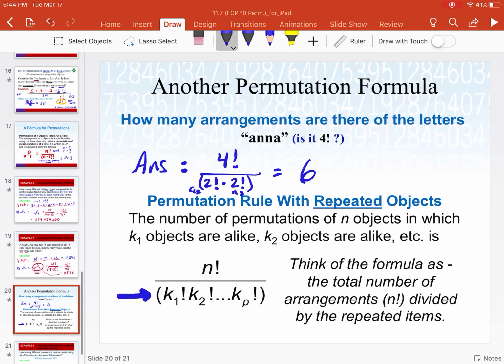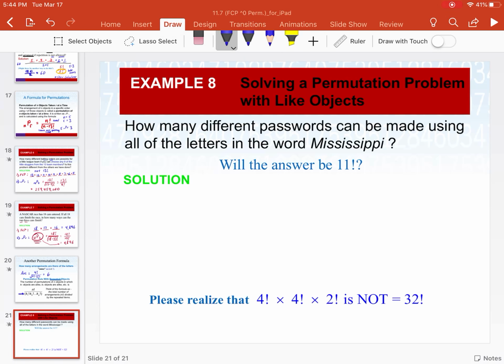Okay, so try this idea with the word Mississippi. Okay, so there's 11 letters, but obviously there's not 11 factorial ways to do this because there's lots of repetition. So go ahead, pause the video, see if you can write the statement that would do that, and then go on your calculator and try it. Okay, so go ahead and pause and then start it up again.